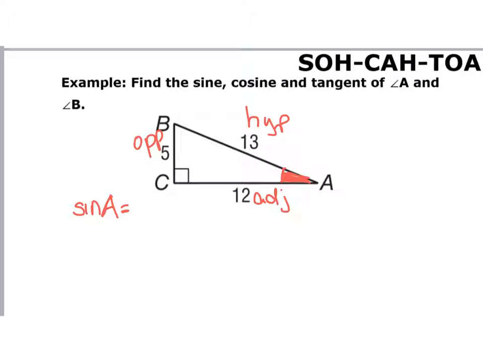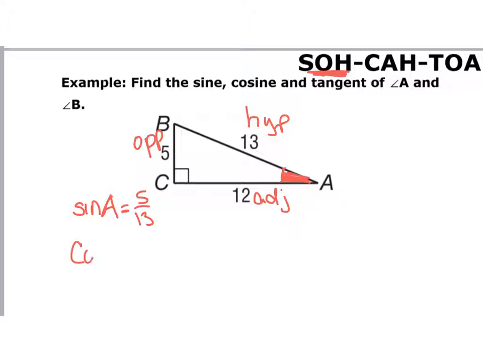Sine of A. Sine, opposite over hypotenuse. What's my opposite? 5. What's my hypotenuse? 13. Then all you have to do is say, does that reduce? No. Then I'm done. I told you it was easy.